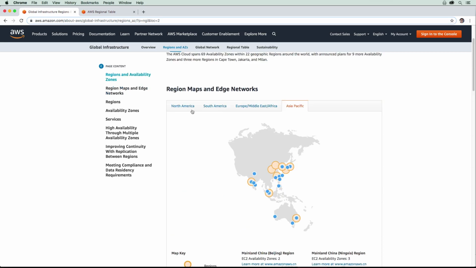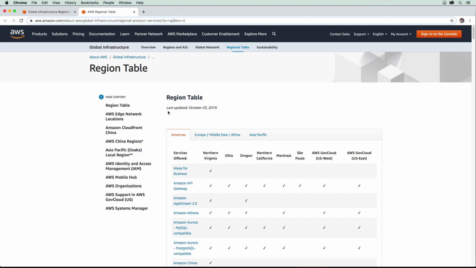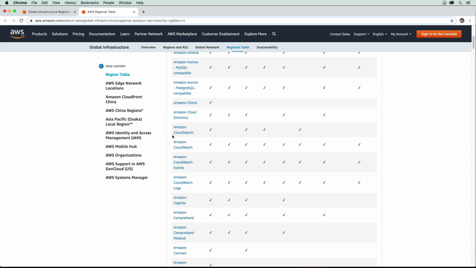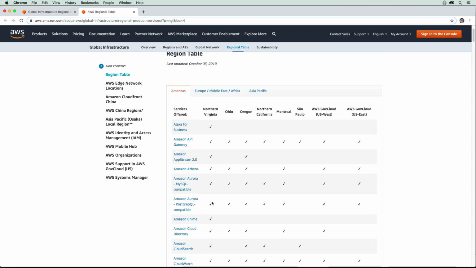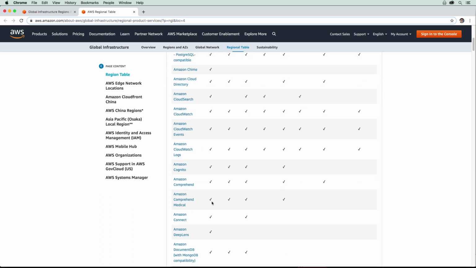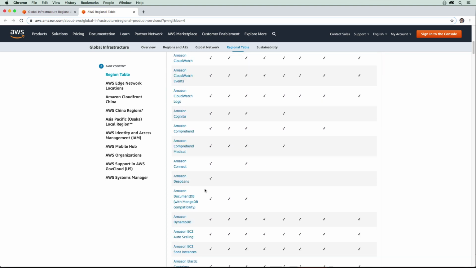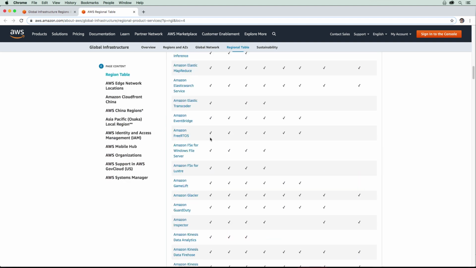Then if we hop over here to the regional table, this gives you an idea of what services are offered. When we said that not all services are available, you can see that, for example, Amazon Connect is only available in a few regions. We have North Virginia and North Carolina. And then DeepLens is really only in Northern Virginia. So again, as I said, everything is Northern Virginia. You can see we have checkboxes all the way down here.